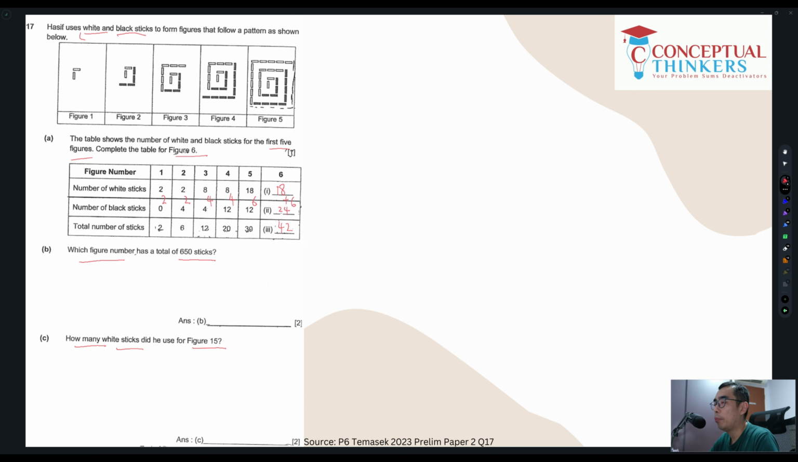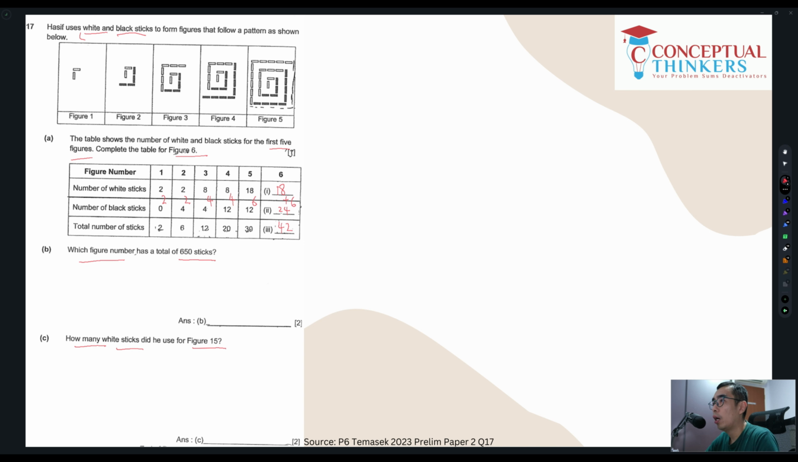Now for part B, we need to start to identify a certain formula. Now they are asking for the figure number that has a total of 650 sticks. So if you look at the total number of sticks here, we have to figure out what pattern we can see. Now it's not so straightforward. It's not like we are doing a constant addition of 2 or a continuous addition of 4. So what we need to do is think about something that is more, I would say, unique.